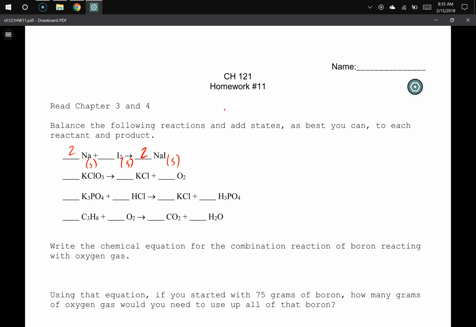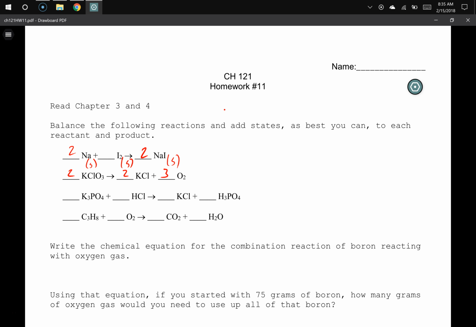Okay, so the next one, my oxygens are not balanced. So I'm going to need to manage the fact that there's an odd number on one side and an even number on the other. So if I double the potassium chlorate, then I can put a 3 in front of the O2, and that takes care of my oxygens. I've got 6 on each side. And then if I drop a 2 in front of the potassium chloride, then I'm good.